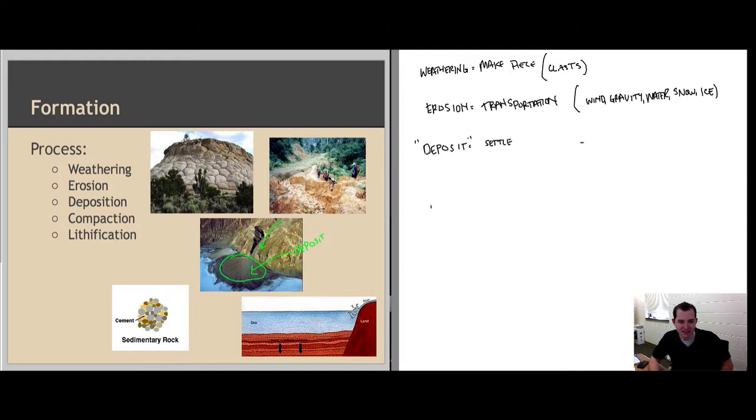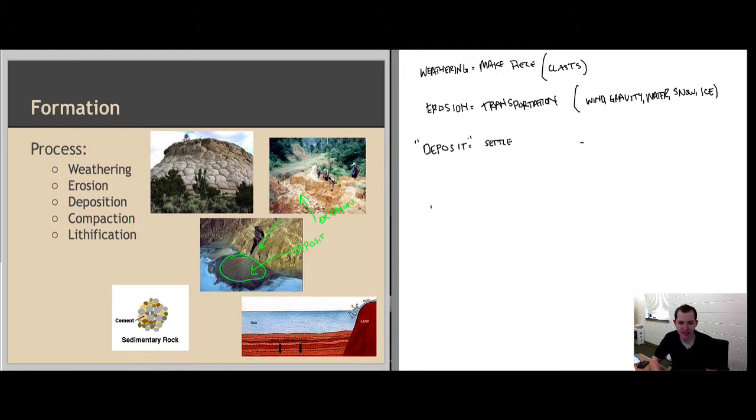Just while we're looking at these, this is an example of erosion. We've got this muddy river, and it's moving pieces of the soil, pieces of the ground along. Weathering, here's an example. This is a weathered rock. Pieces have come off of that.